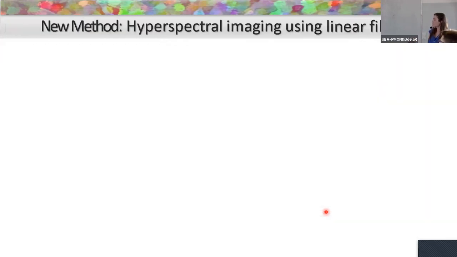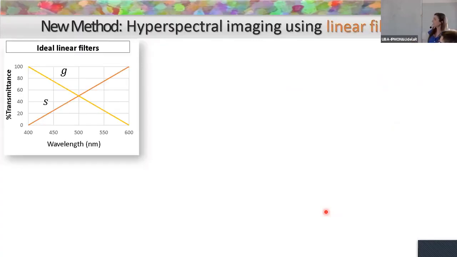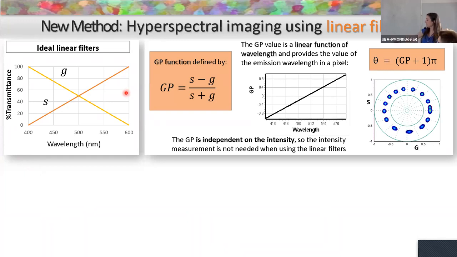So now we propose a new method that applies this sine and cosine approach, but uses ideal linear filters, up and down. This means that the transmission in one of the filters increases as the wavelength increases, and the opposite for the other filter. With this, we calculate a GP function where S and G are the intensities measured through these filters, and then we normalize by the total intensity, that is S plus G. This GP function is proportional to the wavelength, and with this we can calculate the angular and spectral phasor position.